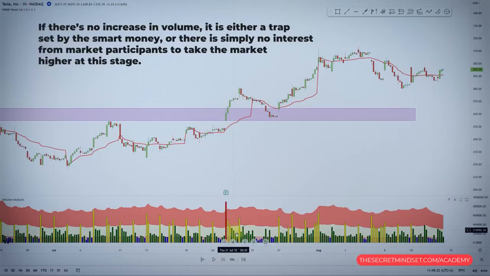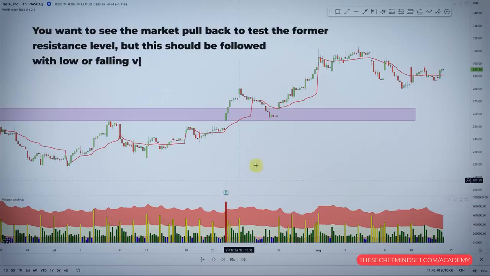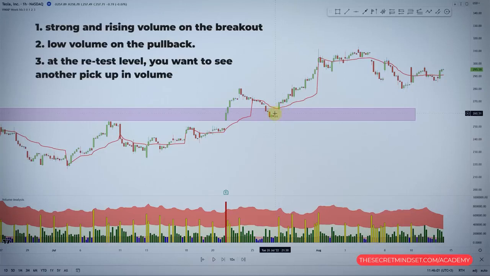If it's a valid move, then the volumes on the initial break will be well above average and rising. At this stage, you want to see the market pull back to test the former resistance level, but very important, this should be followed with low or falling volume, since we are now developing a bullish trend higher and expect to see rising market with rising volume. So very important, you want to see strong and rising volume on the breakout and low volume on the pullback. Then at the retest level, you want to see another increase in volume.